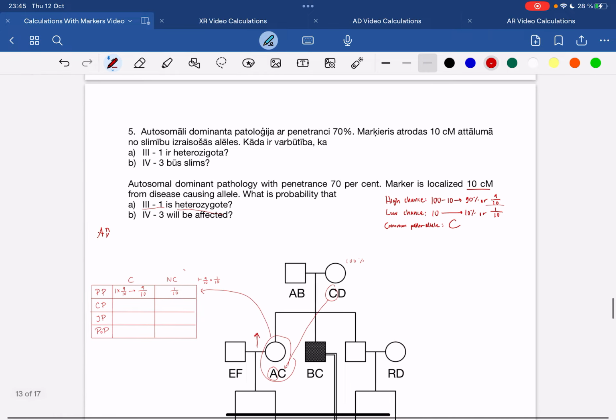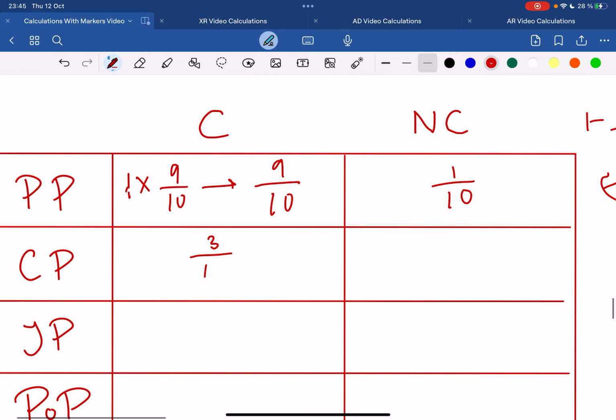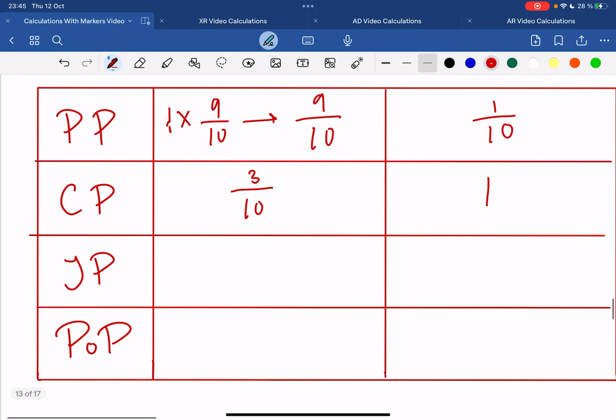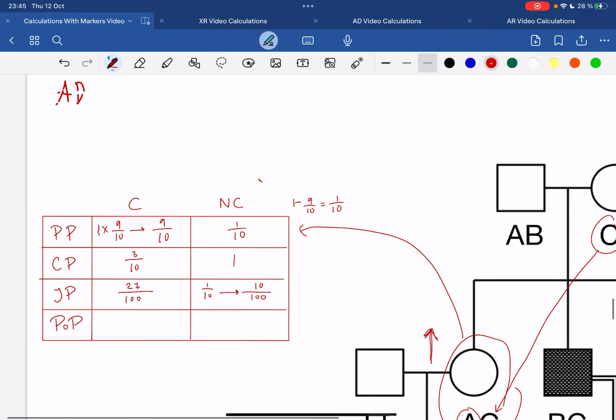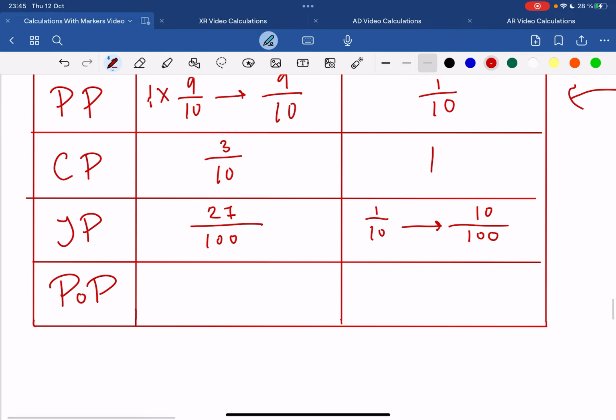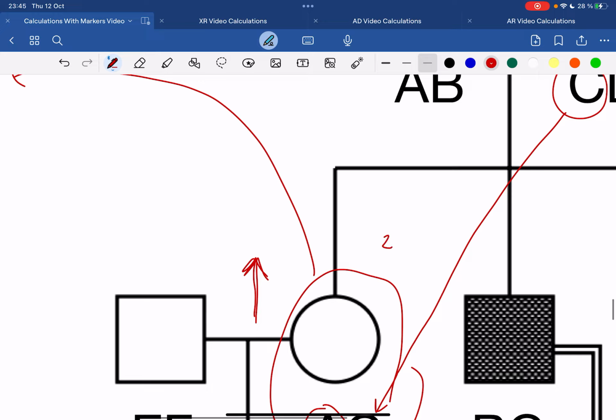Conditional probability is just the rest of the penetrance. So if it's 70%, it's going to be 30%. Here it's 1. And down here for joint probability, that's 27 divided by 100. And here it would be 1 over 10, but that could also be written as 10 over 100. For posterior probability, it's just taking this at the top, divided by this plus this, so 27 over 37. And that is the chance for this person to be a carrier.